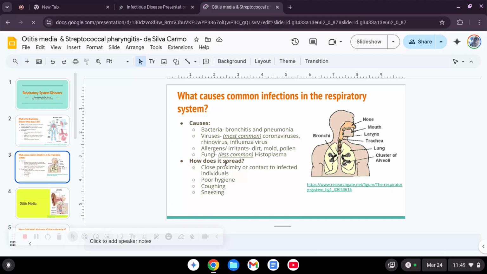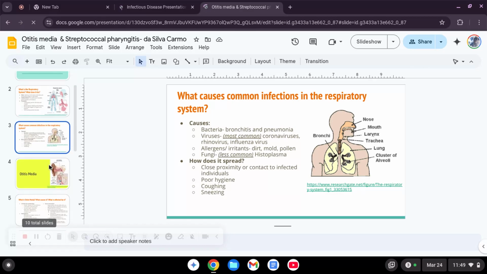And how does common infection spread? Poor hygiene, which compromises immune systems. Crowded living situations can increase the risk of contracting illnesses, for example, through coughing, sneezing, being in close contact with an infected individual, or dirty surfaces.